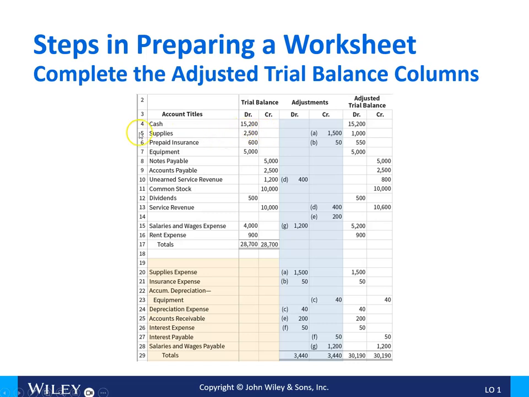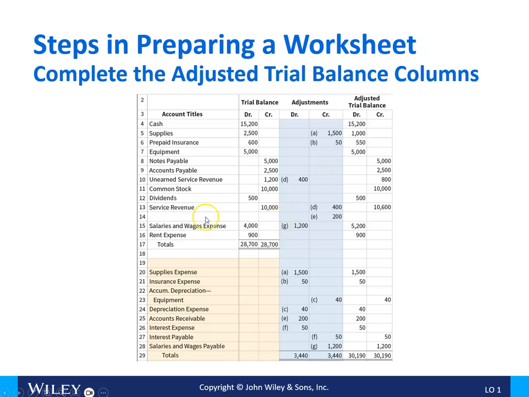So let's take the supplies as an example. We had a debit balance of 2,500. The adjusting entry we did was to debit supplies expense down at the bottom and credit the supplies account 1,500. So if I take 2,500 debit, I have a $1,500 credit. That's reducing that debit balance. So my new balance is going to be a $1,000 debit.